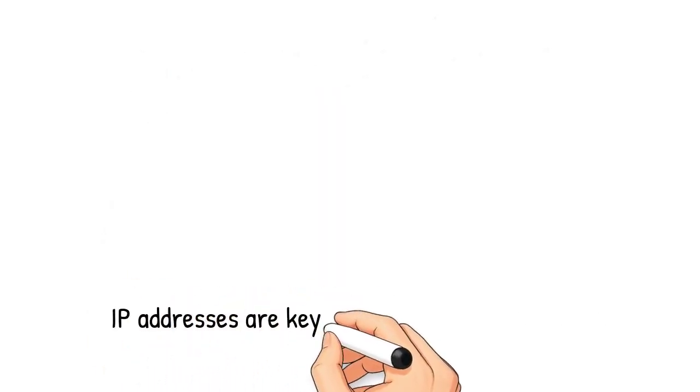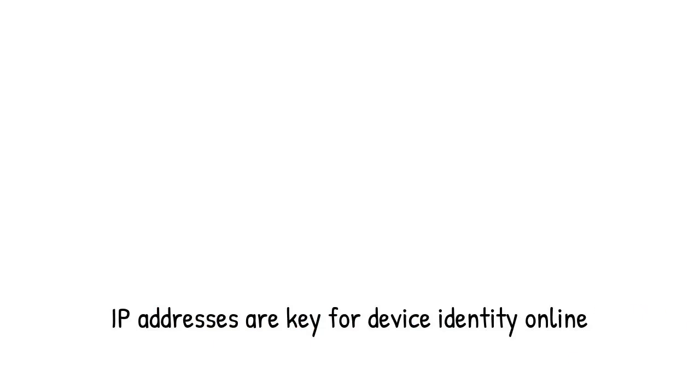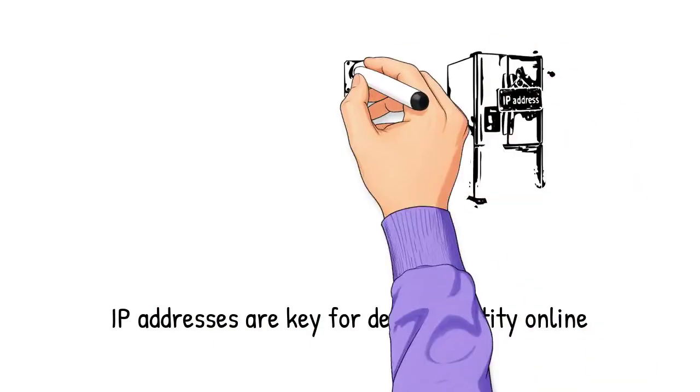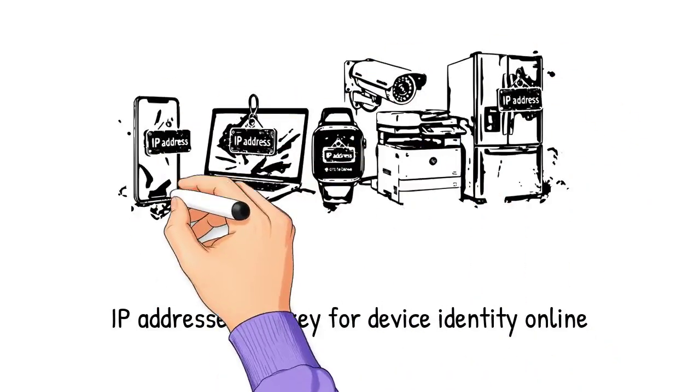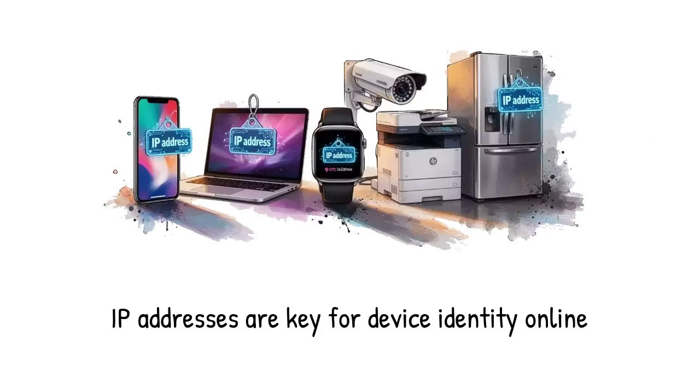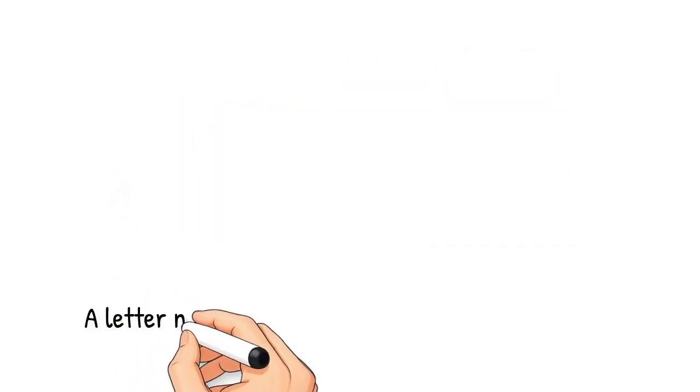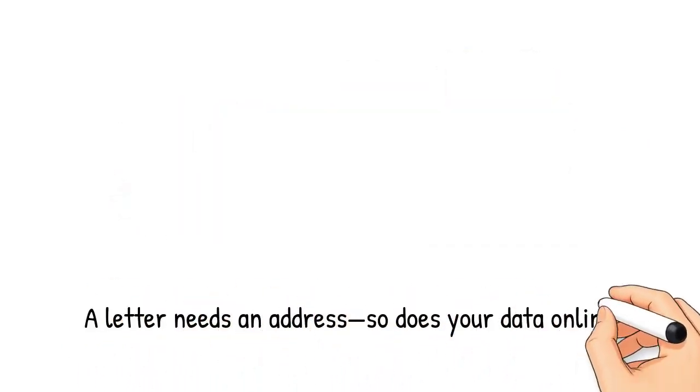This unique home address is called an IP address, short for Internet Protocol Address. It is the fundamental identity of every device on the internet, and understanding it is the first step toward understanding how cyberattacks begin. To visualize this, imagine you want to send a letter to a friend.